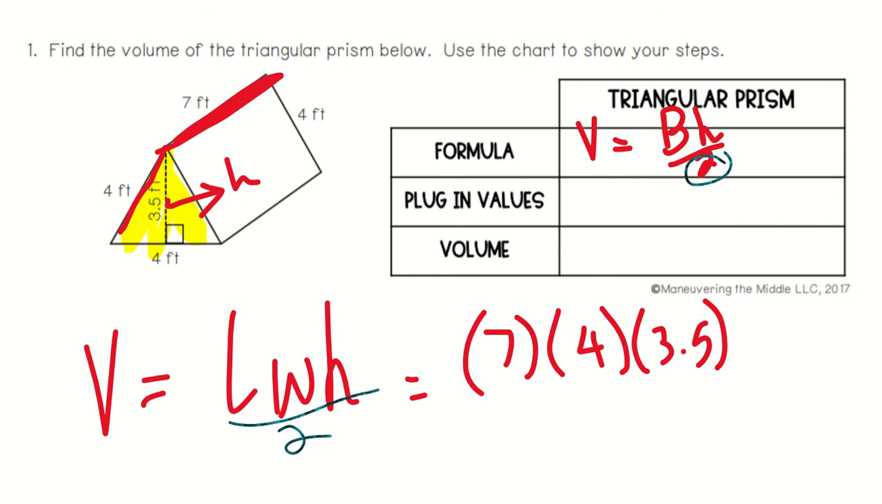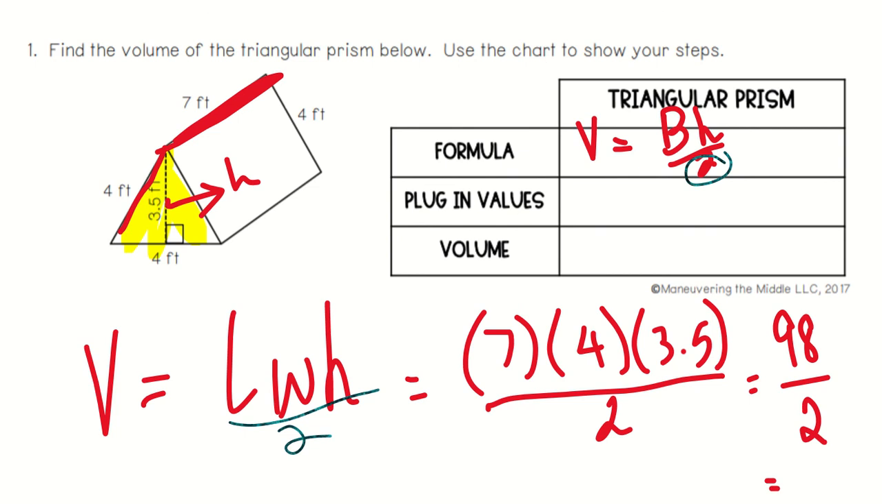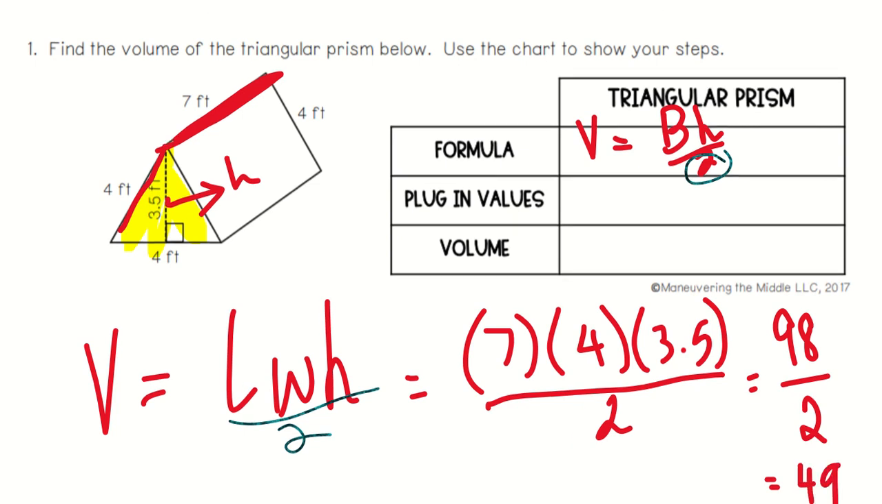Because this is all multiplication, it doesn't matter which order you put it in or really which number is what, as long as you've got those 3 multiplying at the top and at the end you remember to divide by 2, that'll get you your answer. So if you work this out, we get 7 times 4 times 3.5, that is 98 at the top, divided by 2. 98 divided by 2 is 49. 49 feet cubed, the little 3. Okay, hope that made sense.